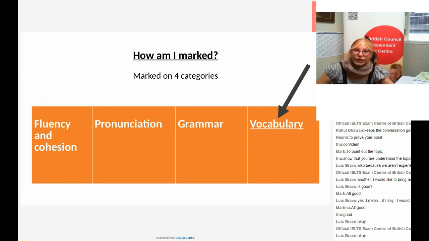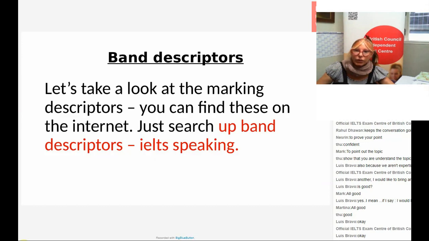All right. So we've covered different scenarios in the speaking test, then we've covered some different expressions. Now we're going to have a look at one of the band descriptors, which is vocabulary, also called lexical resource. Last week we looked at fluency and cohesion. Tonight we're looking at vocabulary.